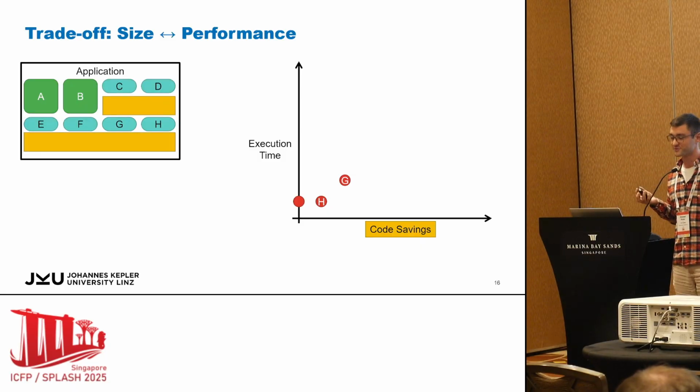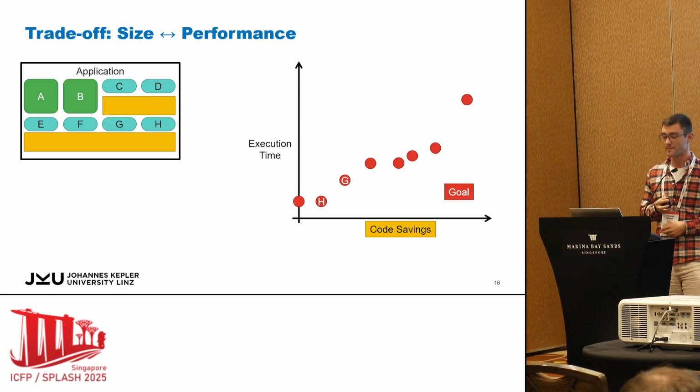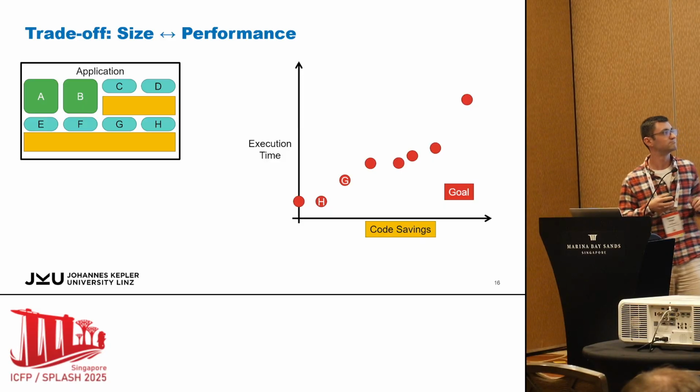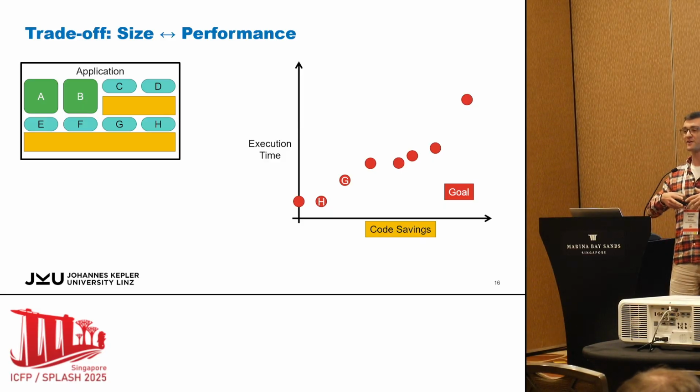We can proceed with this analysis. Of course, we don't have to do this for every single compilation unit. You can also remove them bucket-wise. Then you get a diagram kind of looking like this. Of course, our goal is to be at the bottom right part, because there we achieve greater code savings while execution time is still low.